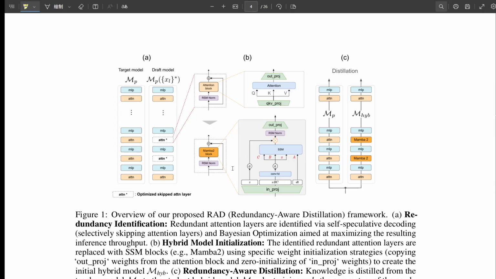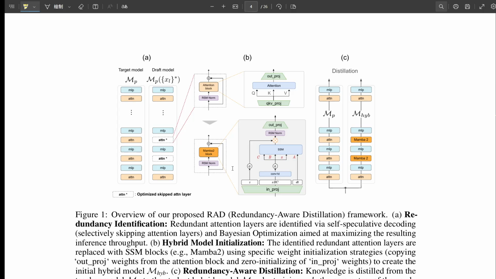All right, so we've used this clever diagnostic to identify the attention layers ripe for replacement. What comes next in the RAD framework? Step two. That takes us to steps 2 and 3: constructing the hybrid model and then distilling knowledge into it. In step 2, you take those specific attention layers that were identified as redundant using the diagnostic, and you replace them with your chosen SSM blocks, which could be Mamba, Mamba 2, or Longhorn in their experiments.